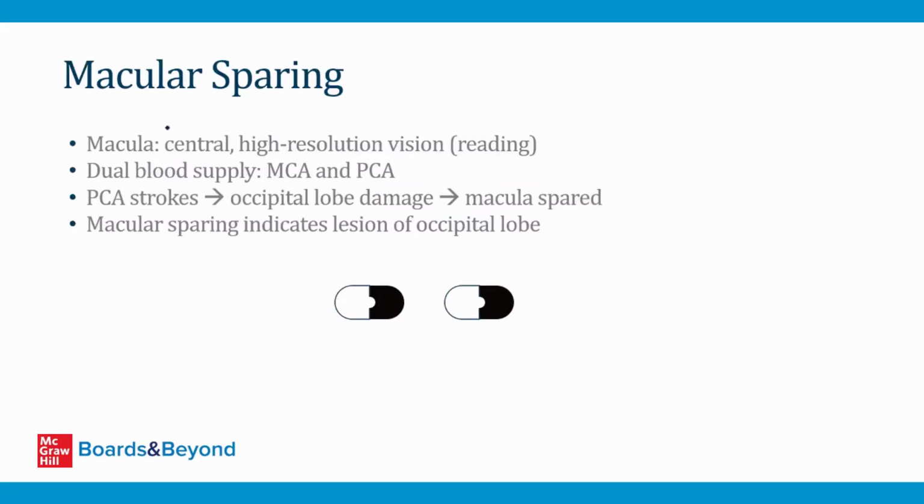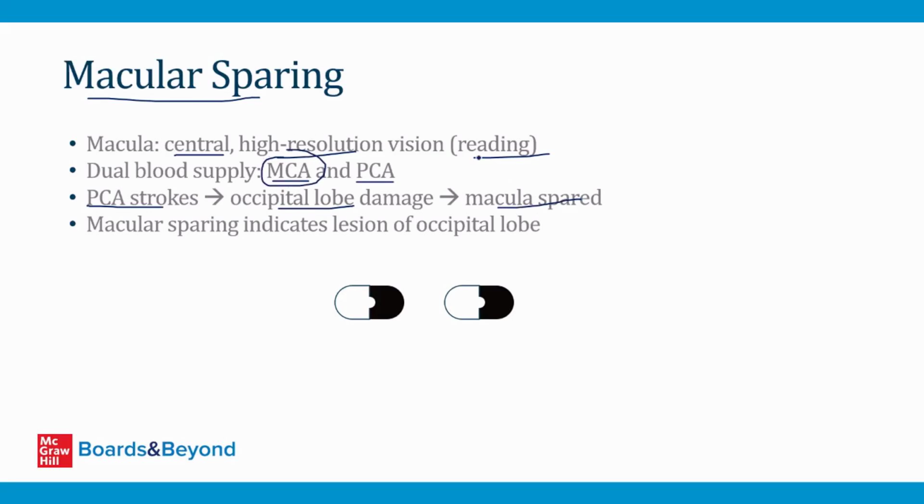Related to homonymous hemianopsia, let's talk about macular sparing. So the macula is the central high-resolution vision area of the retina. It's responsible for things like reading. It has a dual blood supply by the middle cerebral artery and the posterior cerebral artery. What this means is that when patients have a PCA stroke, they will have occipital lobe damage, but the macula will be spared because it will continue to receive blood from the middle cerebral artery.